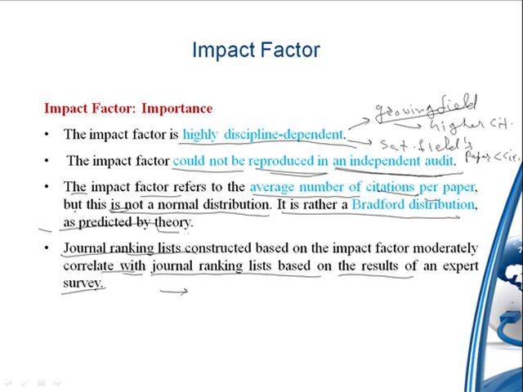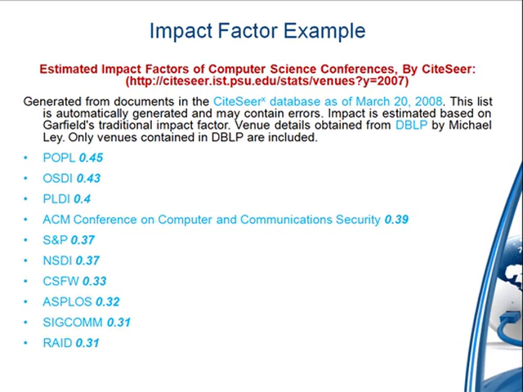This may be a demerit, but still it is highly used. Due to this demerit, we cannot strictly depend on impact factor to rank the conferences and journals, but we can take some guidance from it to identify the important journals and conferences.